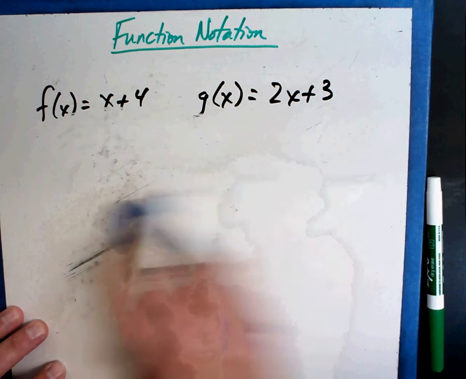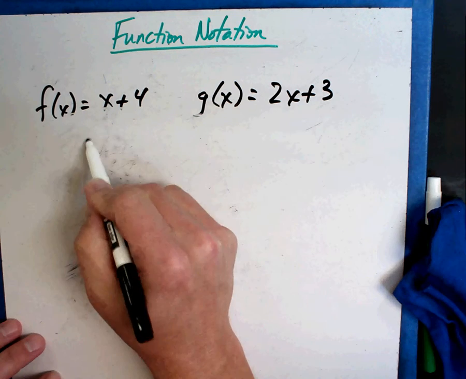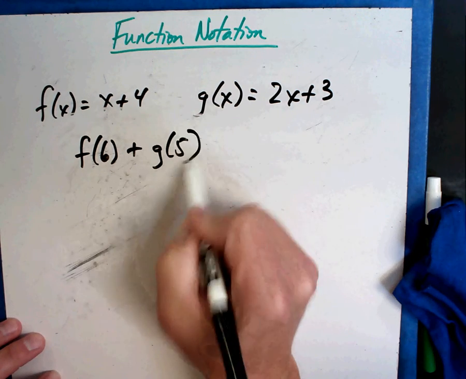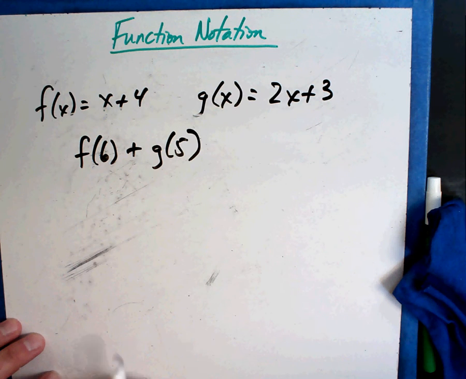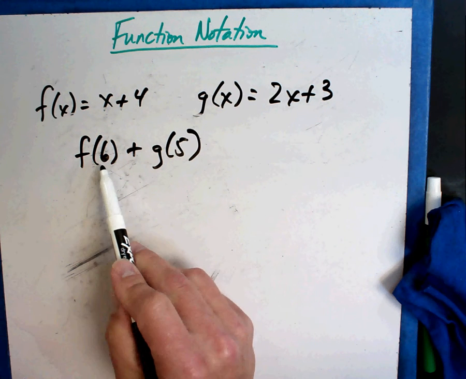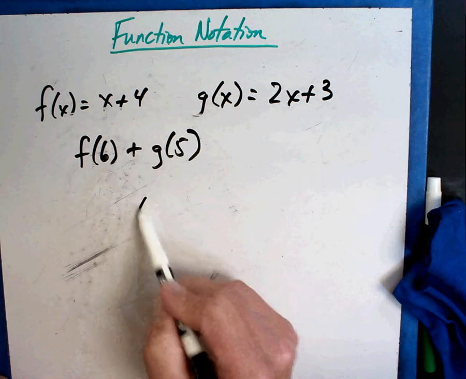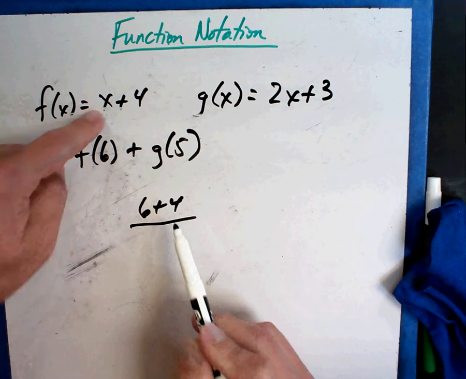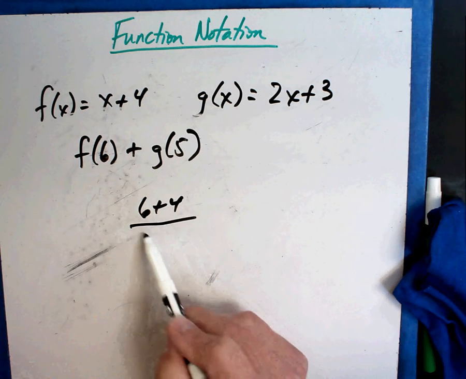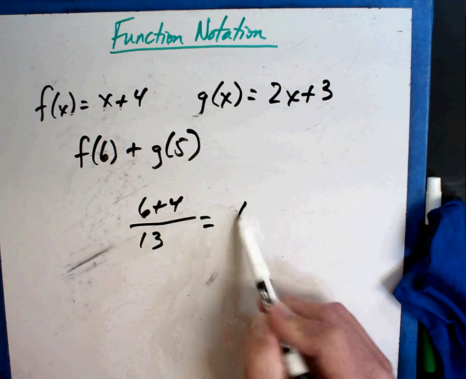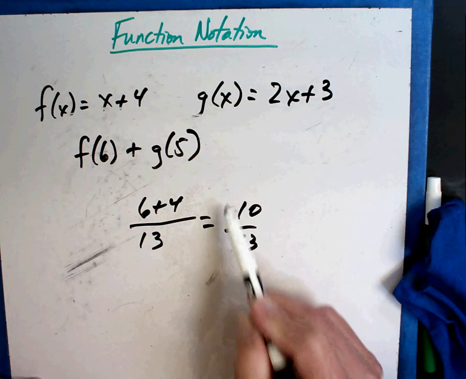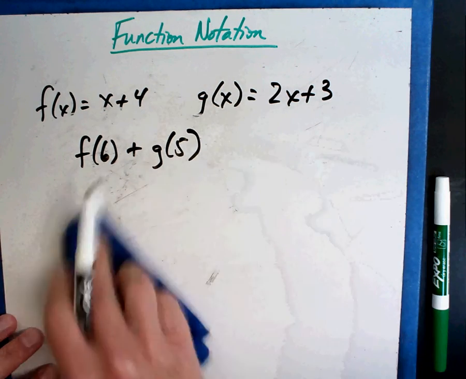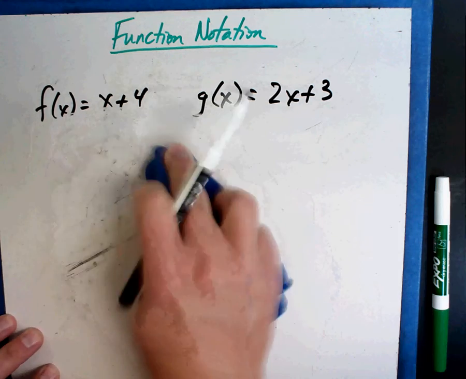Okay? Let's do one that looks a little bit different. All right. I see a number, so I'm going to plug a number in. So 6 plus 4, and so the 6 went there. 5 is going to go there, so that's 10 plus 3 is 13, and so that's 10 13ths. Okay? It's just, do you understand the notation of what they're looking for you to do with it?